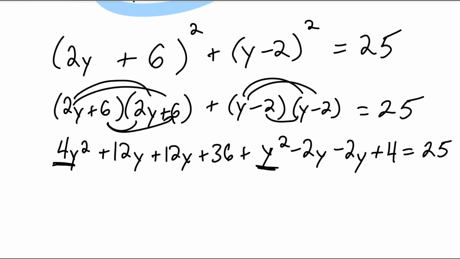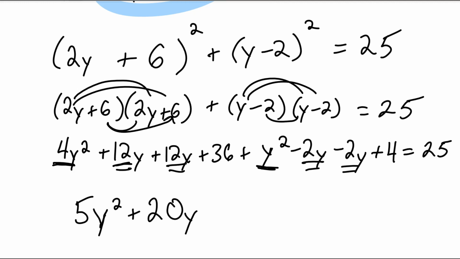I notice I've got 4y squared plus 1y squared would be 5y squared. 12y plus 12y is 24y. Minus 2y would be 22. Minus another 2 would be 20y. And then 36 plus 4 would be 40. And this is the equation I have here.